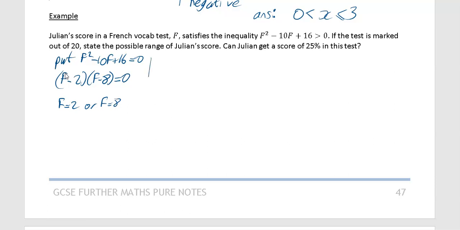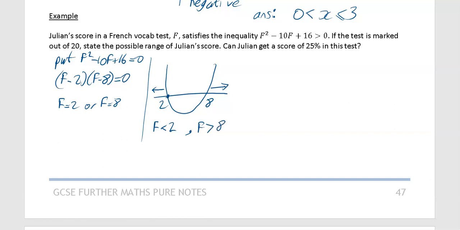Again, all this allows us to do is the sketch. So this crosses the horizontal axis at 2 and 8. We want this thing to be greater than 0, and greater than 0 means above the axis, so it's going to be out this way, and out this way. So it's f is less than 2 or f is greater than 8.